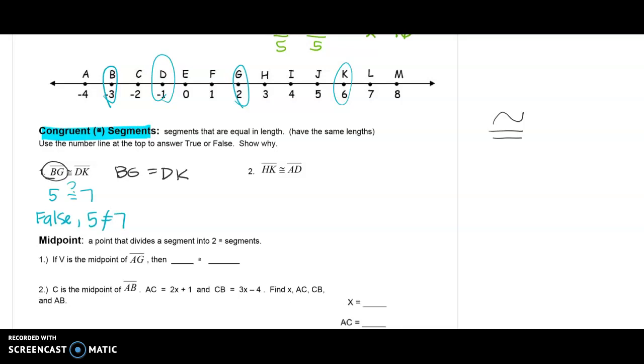When we look at number 2, we're looking at HK. So H is at 3, K is at 6, giving us a length of 3. And we want to know, is that equal to AD, which is at -4 and -1, having a length of 3? Since those two things are the same, that is true because 3 is equal to 3. So those are congruent.